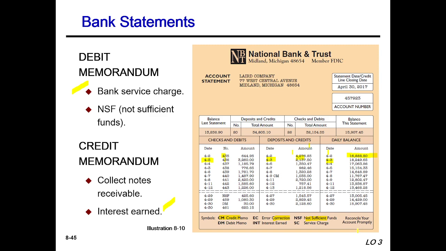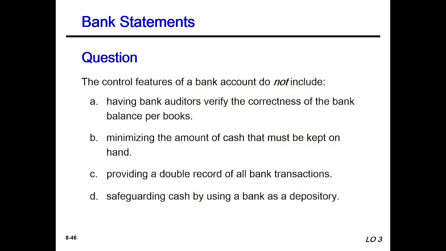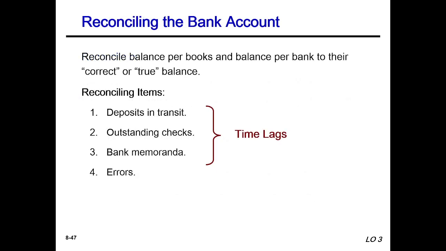Reconcile your accounts promptly, using the bank statement. The control features of bank accounts do not include having bank auditors verify the correctness of the bank balance per book. Reconciling the bank account means adjusting the balance per books and the balance per bank to their correct or true balance. Reconciling items are deposits in transit, outstanding checks, bank memoranda or errors. These are created because of time lags.